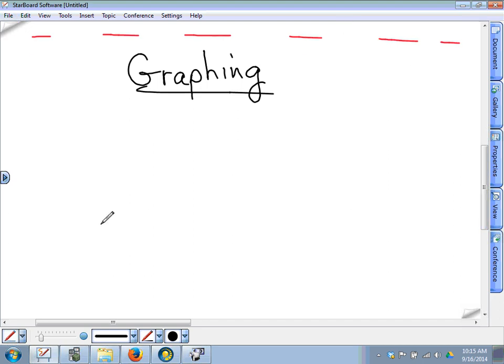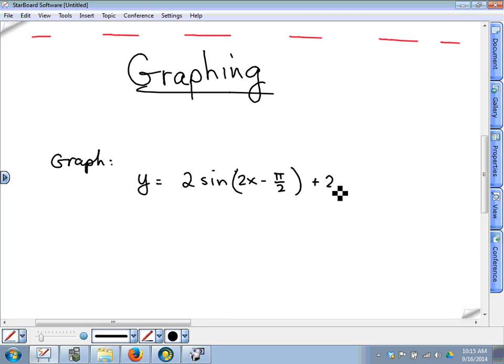We're going to get right into a really hard problem here. Graph y equals 2 sine of 2x minus pi halves, plus 2. Whoa! Yuck. You know what? I might have jumped the gun here. Should we start with this complicated one? Let's do it. Alright. You guys have spoken.